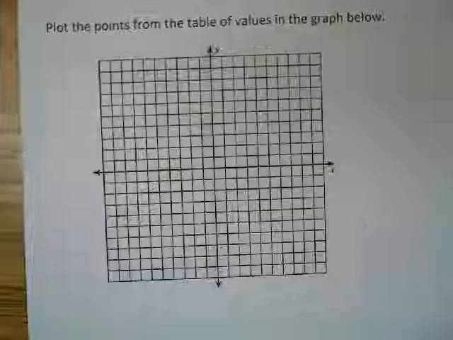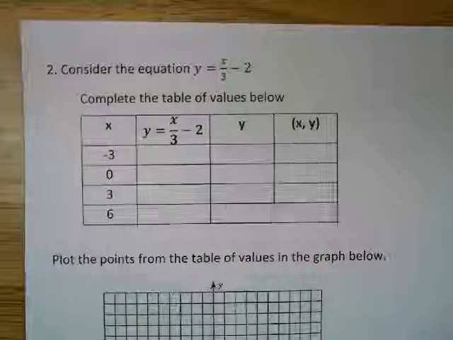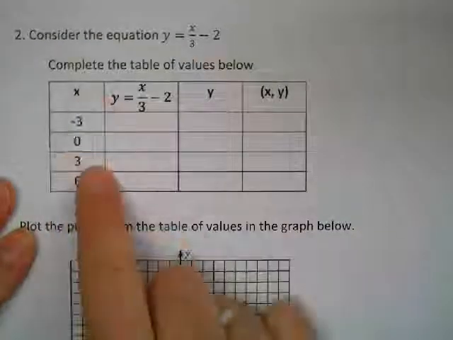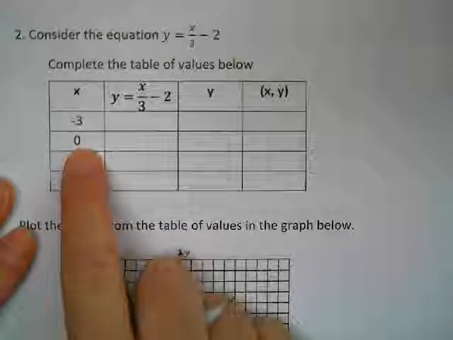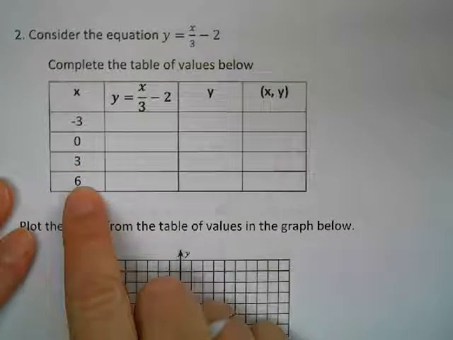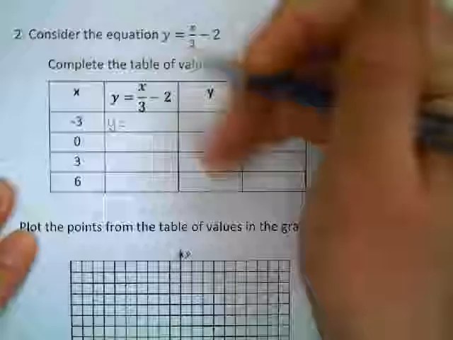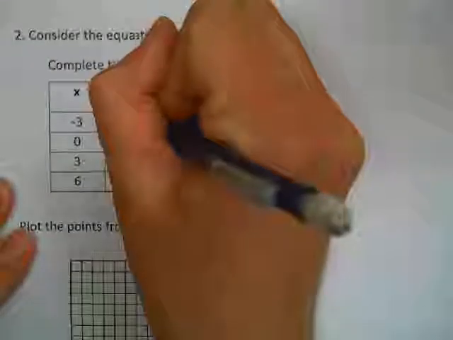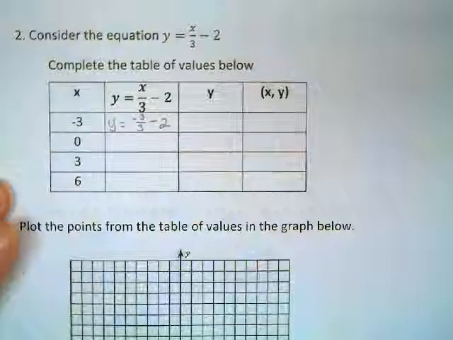Okay, problem number 2. We're going to graph y equals x over 3 minus 2. So again, I gave you a table of values to complete. We're going to use the x values negative 3, 0, positive 3, positive 6. So let's start with our first value, negative 3. So instead of x over 3 minus 2, I'm going to substitute in negative 3 over 3 minus 2.